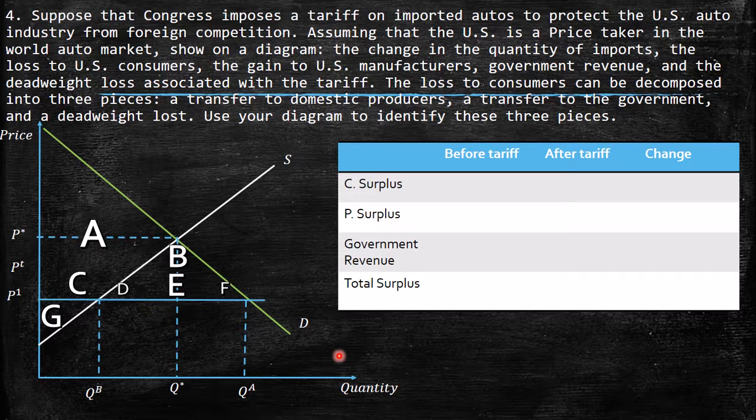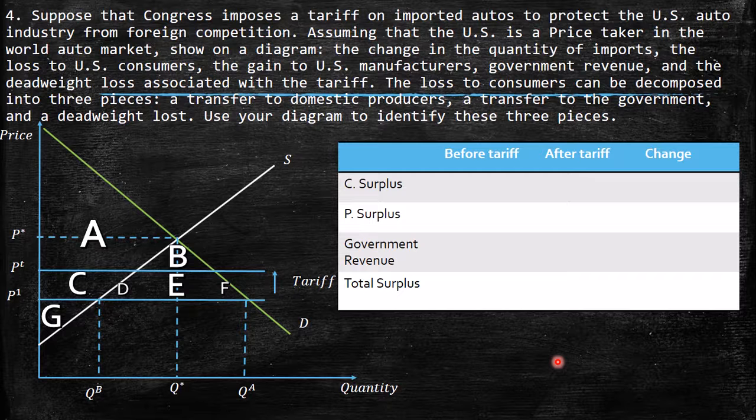Now there's going to be a new price, which is PT. Naturally, this PT is basically P1 plus the tariff. So if the price was $20,000, now the import is $20,000 plus 10%, so plus $2,000. So this is going to be this $2,000 difference for the autos now. Here this is going to be the new price.